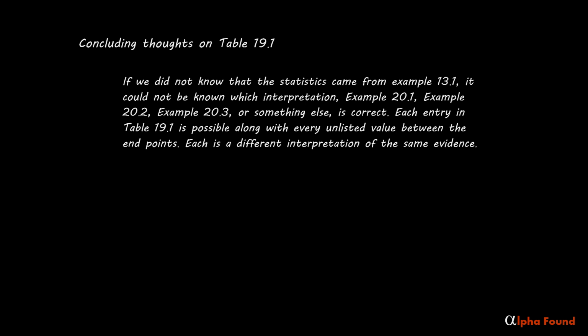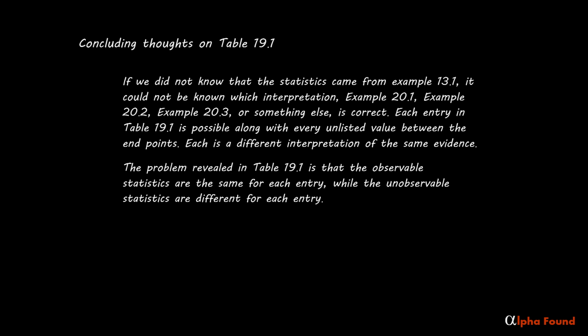If we did not know that the statistics came from example 13.1, it could not be known which interpretation, example 20.1, example 20.2, example 20.3, or something else, is correct. Each entry in table 19.1 is possible along with every unlisted value between the endpoints. Each is a different interpretation of the same evidence. The problem revealed in table 19.1 is that the observable statistics are the same for each entry, while the unobservable statistics are different for each entry.